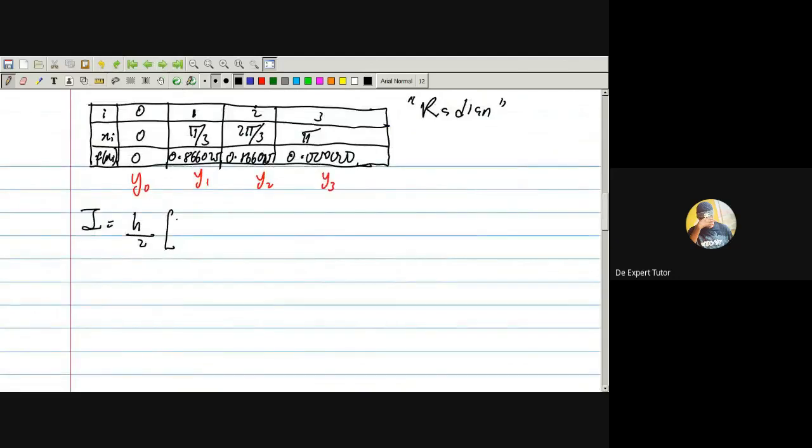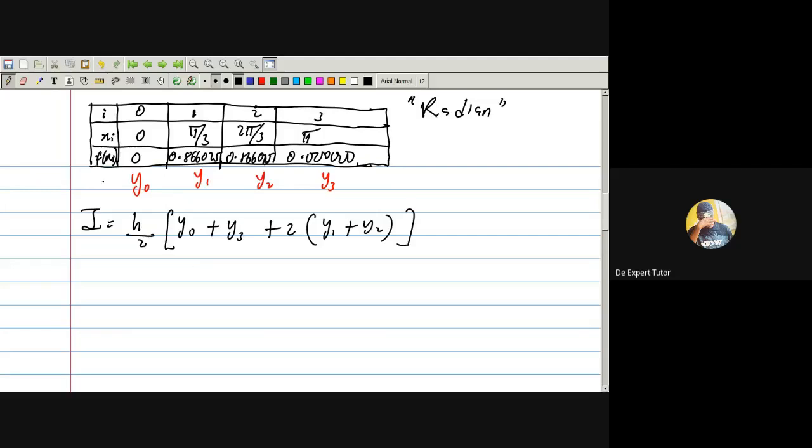What I do, I pick the first and last term, add them together. Then you say 2 times the addition of the rest, Y1 plus Y2. You are done. That's what that thing is telling you: pick first and last, then say 2 bracket the remaining ones, all of them.